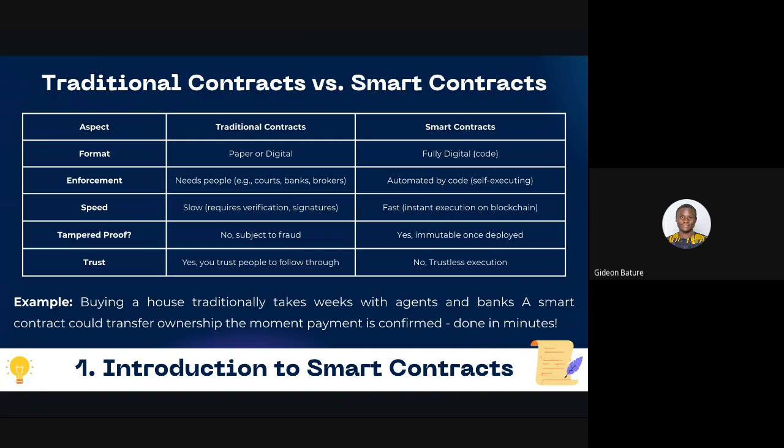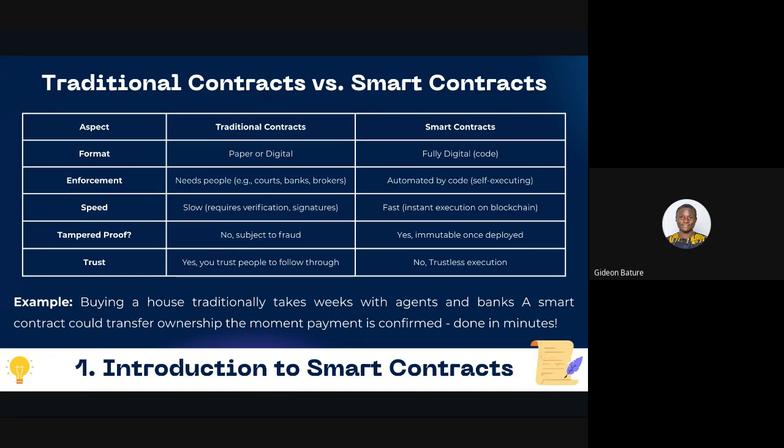Now, in terms of format, a traditional contract can be paper or digital, but a smart contract is fully digital, it is code. You can't find a smart contract that's not digital. All smart contracts are digital. All of them are actually code. So take note of that. But with the traditional contract, for instance, maybe you want to buy a house or a property, or get a loan from the bank, you find out that you have to do a lot of paperwork. You have to sign this agreement, do transfer of ownership, a lawyer has to be involved, all those kinds of things.